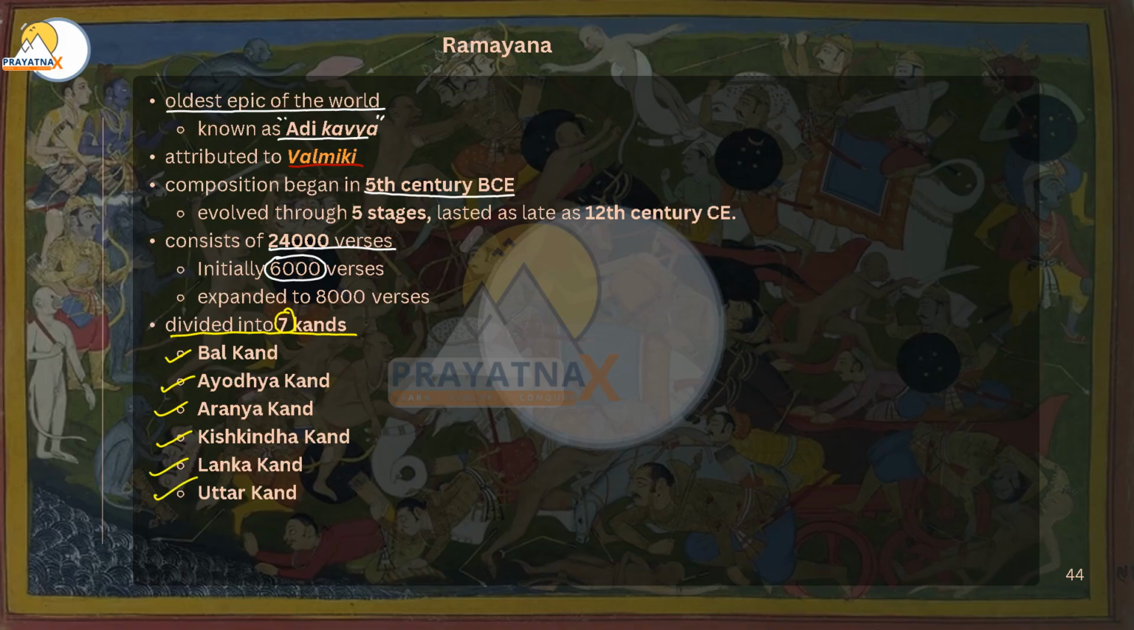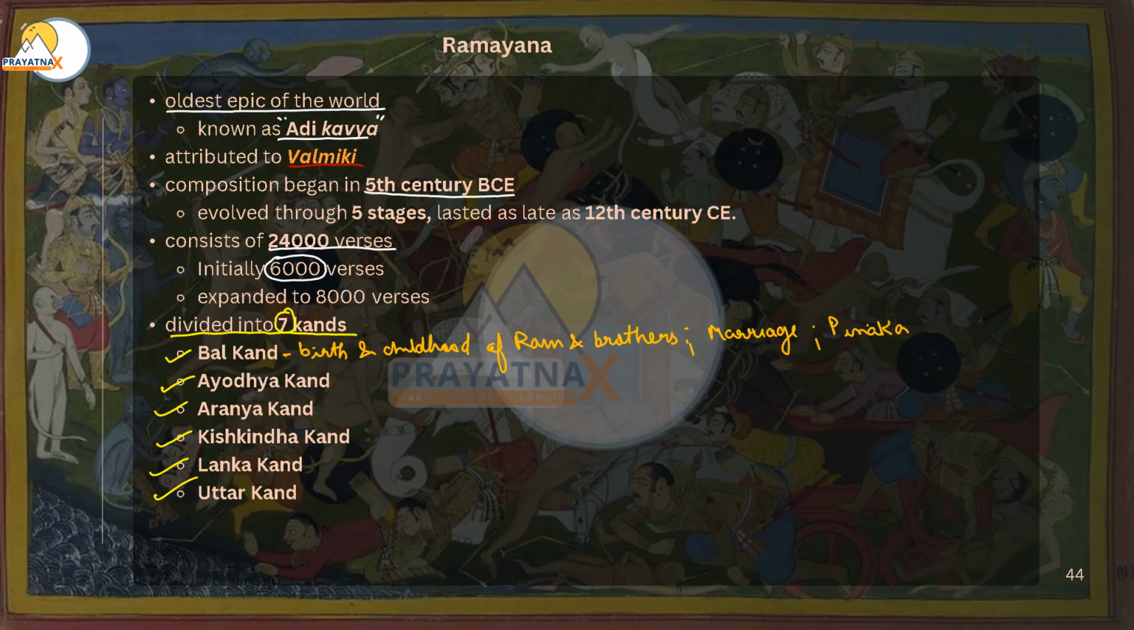Now, Balkand, as the term suggests, describes the birth and childhood of Ram and his brothers. It also talks about the marriage of Ram to Sita, where he breaks Lord Shiva's divine bow called Pinaka.